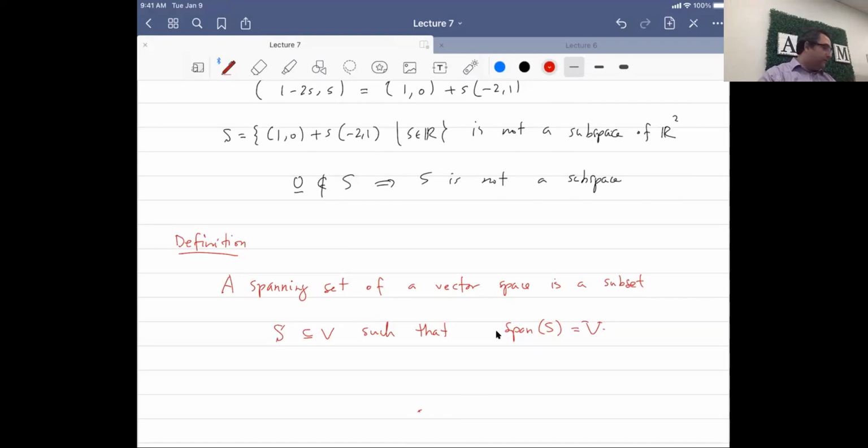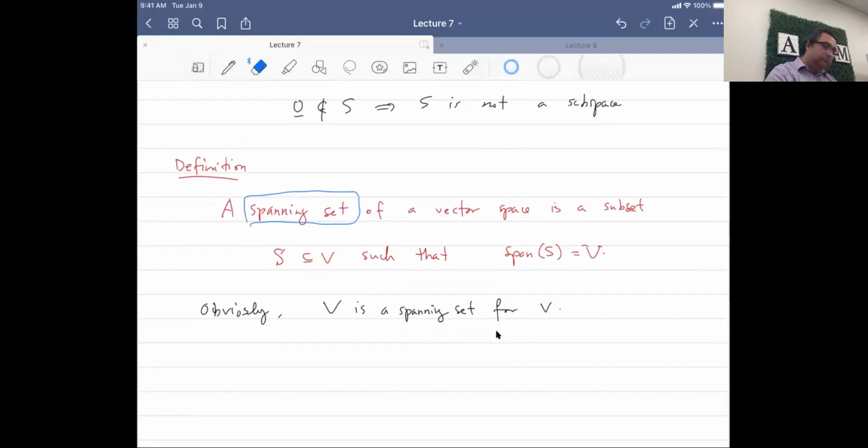So, the spanning set. For us now this is just a definition, a first building block towards dimension and basis. A spanning set is a subset whose span is the entire vector space. And obviously V is a spanning set for V. But that's not a big deal at all. So let's look at some better examples than this trivial one.